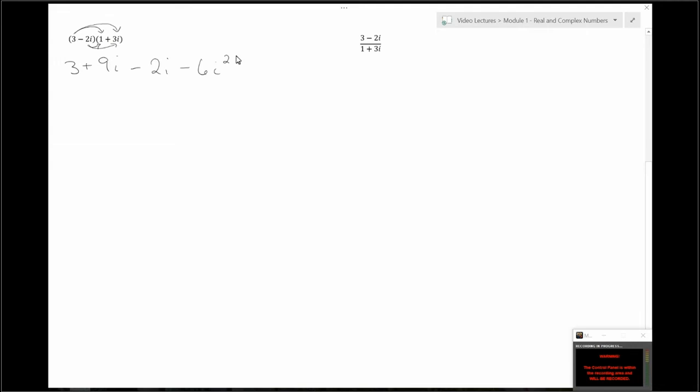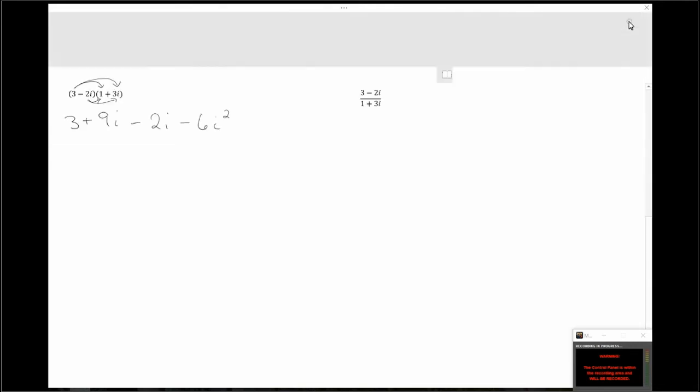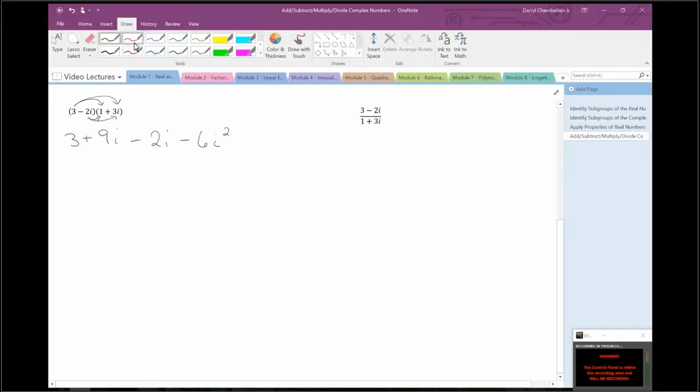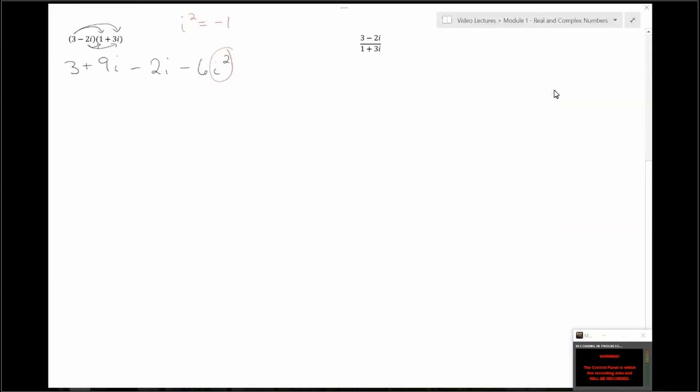Now, what we want to remember is this i squared. We know what that is. i squared is negative 1. So we can actually reduce this a little bit more. We can say this is 3 plus 9i minus 2i. Well, if i squared is negative 1, negative 6 times negative 1 is positive 6. And now we can combine our like terms. So we have 9 plus 7i.